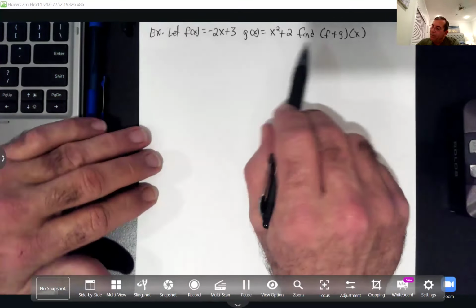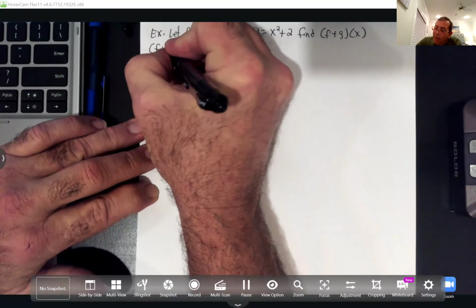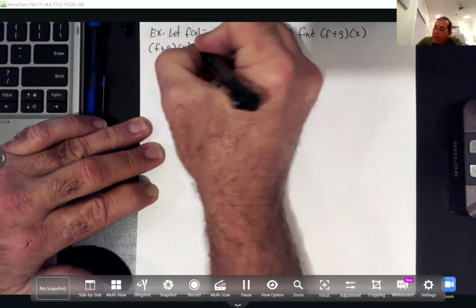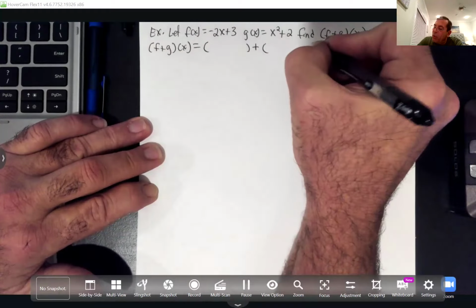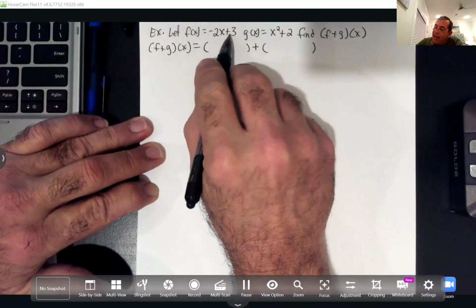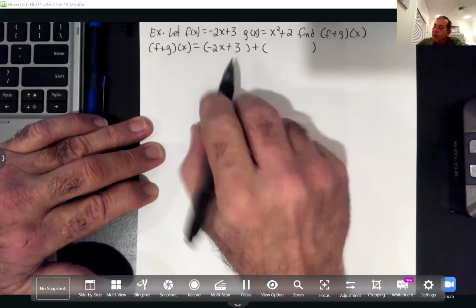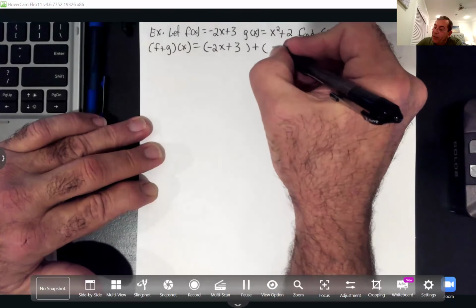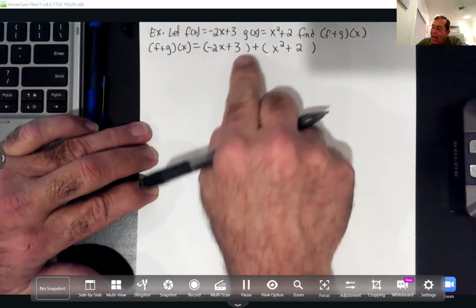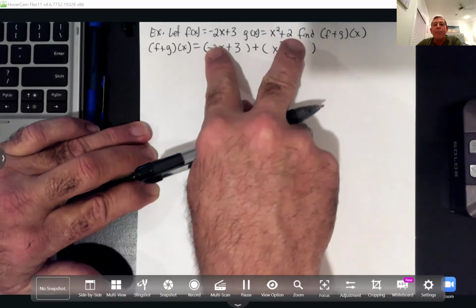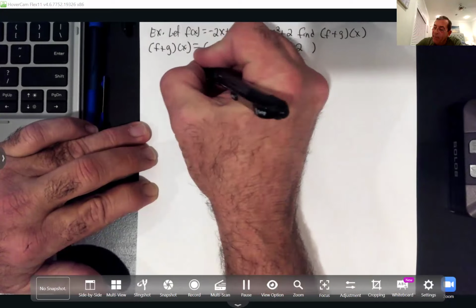All right, y'all. So f plus g of x is going to equal my f equation plus my g equation. F is a negative 2x plus 3. G is an x squared plus 2. Now remember, we're adding these, so we can drop these parentheses and everybody's sign stays the same.